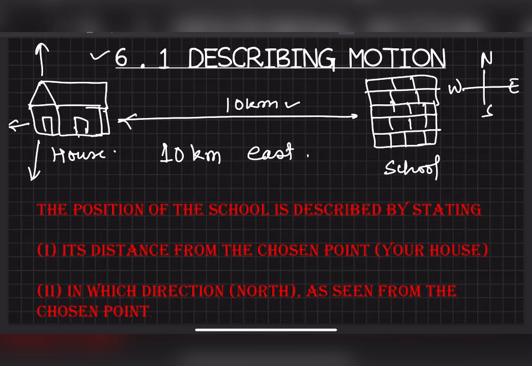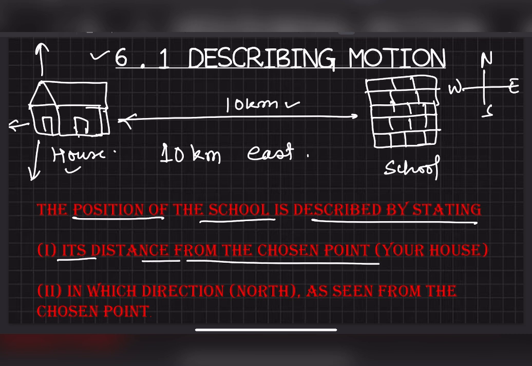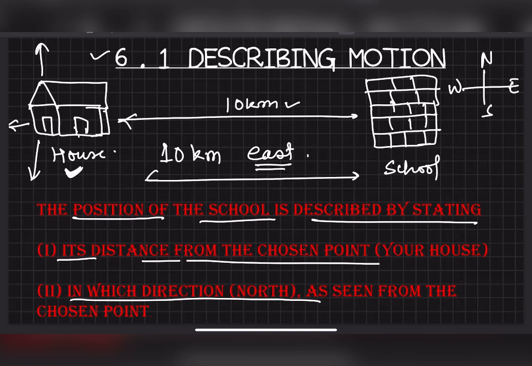So how can you describe motion? I can describe the position of the school. The position of the school is described by stating its distance from a chosen point, from your house. Let's say you are choosing your house, how much distance it is, and in which direction. Here the direction is east.